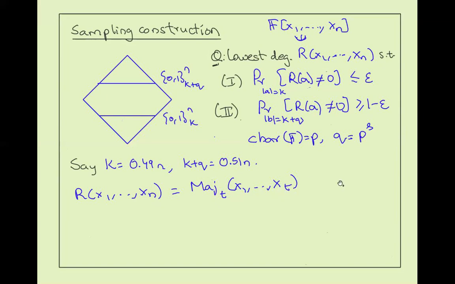Now, why does this work? Well, the answer is simply because of Chernoff bounds, right? On a random input of Hamming weight 0.49 times n, Chernoff bounds tell you that with high probability, the majority of the first t inputs is going to be 0. And similarly, on a random input of weight 0.51 times n, again, Chernoff bounds tell you that the majority of the first t inputs is going to be 1 with high probability.